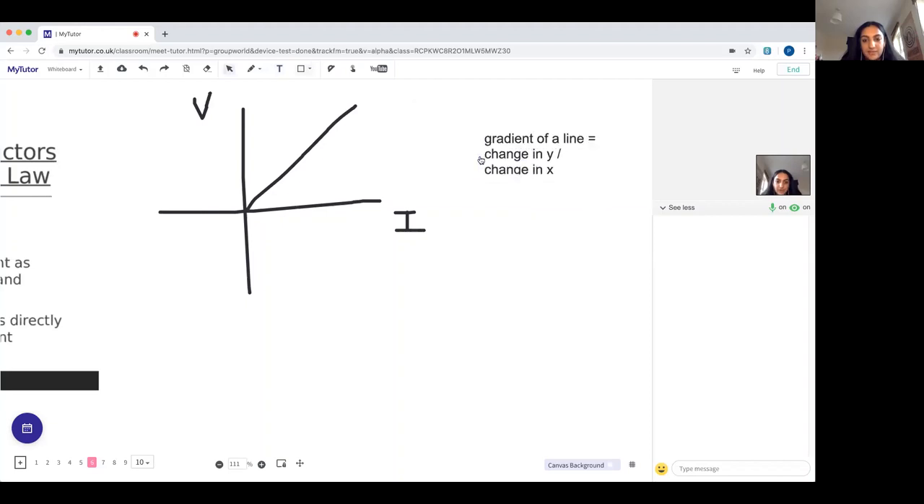Okay, so to find the gradient of a line, you have to do the change in y, so how far up it is, divided by how far along it is. Okay, so let's take this point here, and we're going to find the gradient at this point. So how far up is that point? Let's say it's 6.